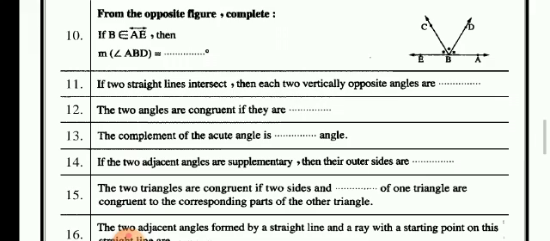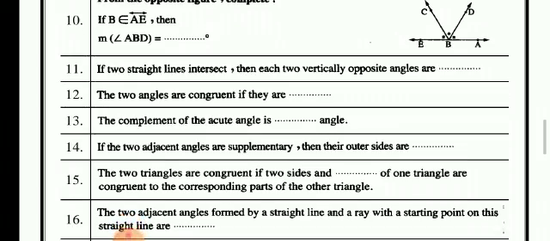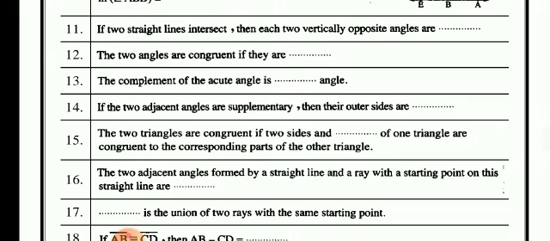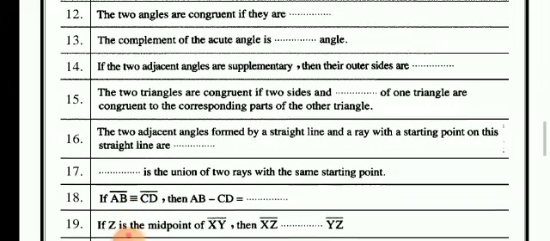In the opposite figure, we have three equal angles. So 180 divided by 3 equals 60. So each angle equals 60. I want ABD, so ABD equals 60 degrees. If two straight lines intersect, then each two vertically opposite angles, or VOA, are equal in measure.